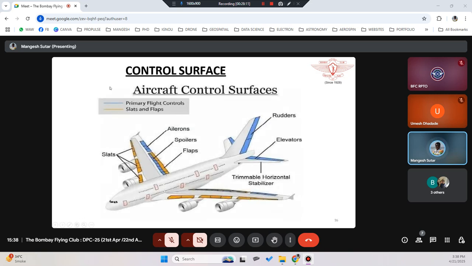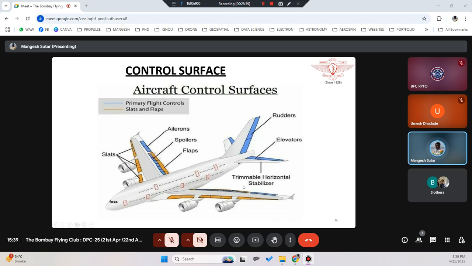Okay, so let's see now what are the control surfaces. There are two types of control surfaces on an aeroplane. The first one is called primary control surfaces. If you see on the wing, you will see the primary control surfaces are ailerons. These are the primary controls. Spoilers are also there, but spoilers and flaps are used for different purposes. The main purpose of the flight control is ailerons on the wings.